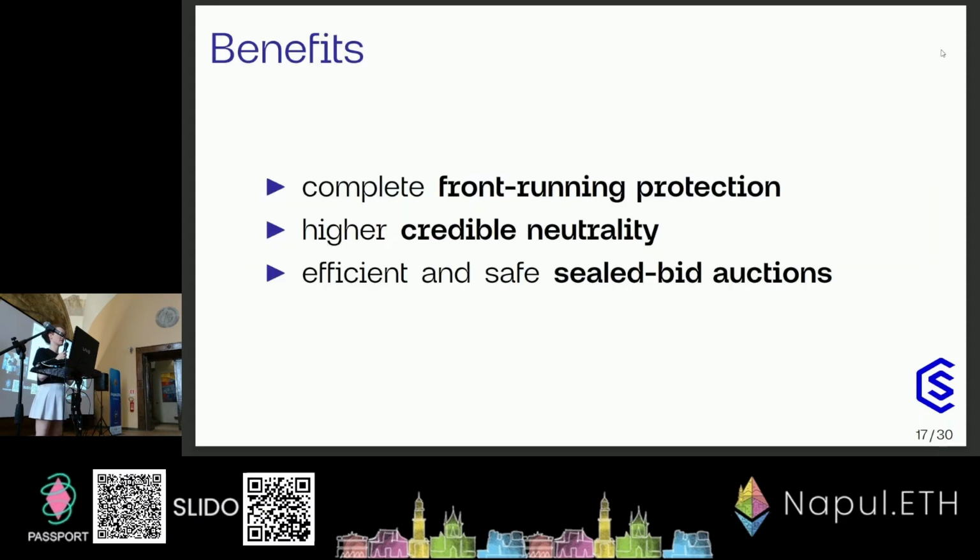Benefits of this approach is, first of all, you get complete front-running protection. You can also argue that you have better credible neutrality because now block proposers will only look at ciphertext, so they can't discriminate against people's transactions. And the last thing is we can implement efficient and safe sealed bid auctions, and I will show you how.